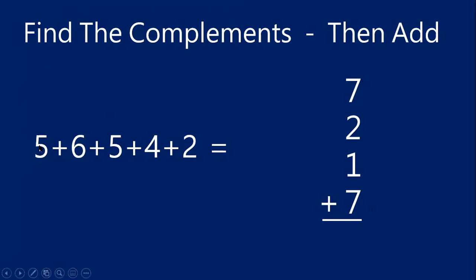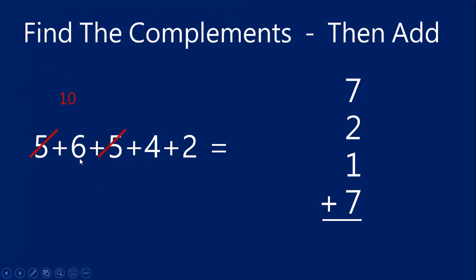Let's start with this one. And I'm going to, again, just start with my number 5, but I'm not going to add 5 plus 6 first. I'm going to think, what is my complement of the number 5? It's a 5. That's right. And there's another 5 in this equation. So let's mark off those 2 5s and we'll write our little 10 up there.